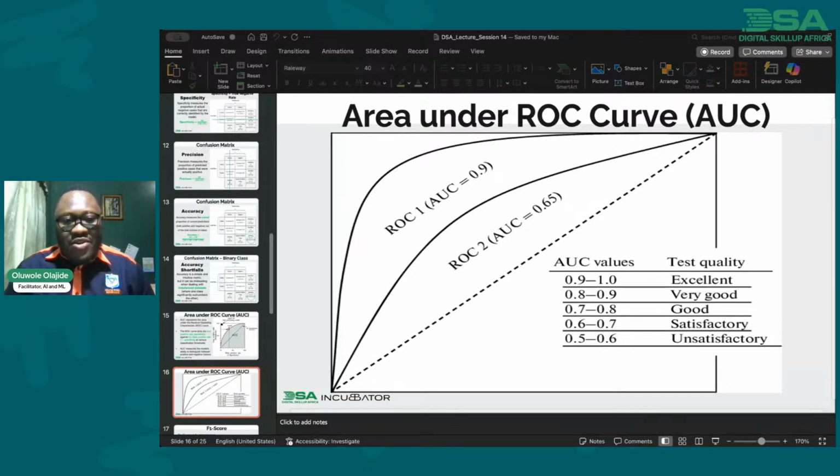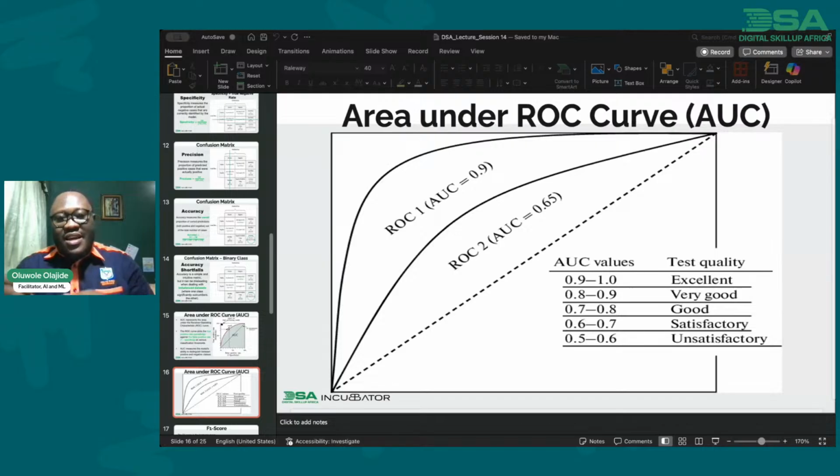So if your specificity is 0.95, and you do 1 minus 0.95, that is 0.05, right? Meaning that 5% of your actual negatives were predicted as positive. So these are false positives. Do you get what I'm saying? We're just trying to look for the margin of error.